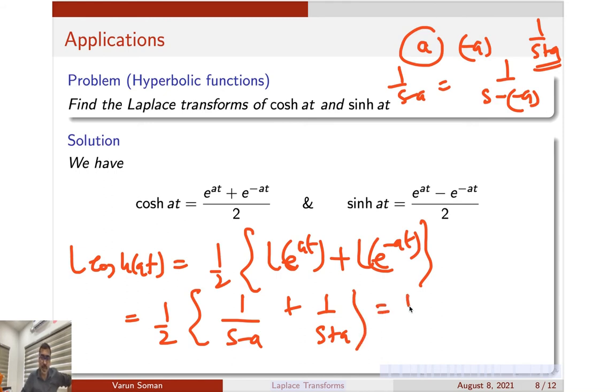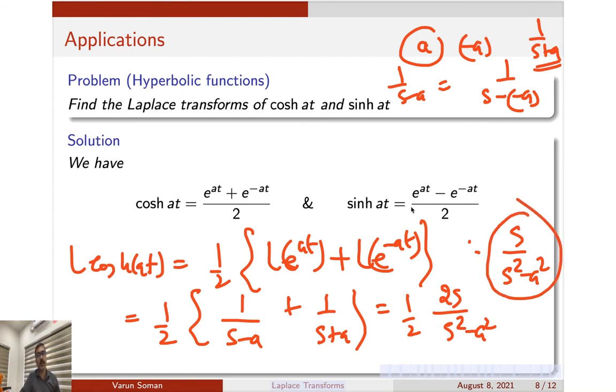So when you simplify this, you will be taking the LCM, you will be getting this as s plus a plus s minus a, that is actually 2s by s minus a into s plus a, that is s square minus a square, or simply s by s square minus a square. Okay, so I hope this is clear. The value of L of cos hat is s by s square minus a square.